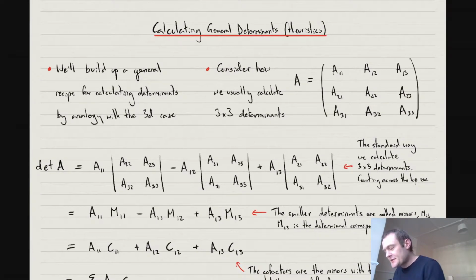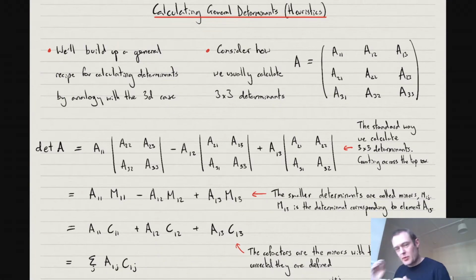Okay, so calculating general determinants. Now, we are used to 3D determinants, but we can build up an n-dimensional method in analogy with 3D. So let's just consider how we usually do it, and we'll break that down into parts and talk about how those parts need to change for general dimensions.